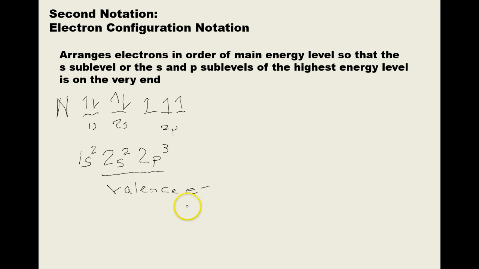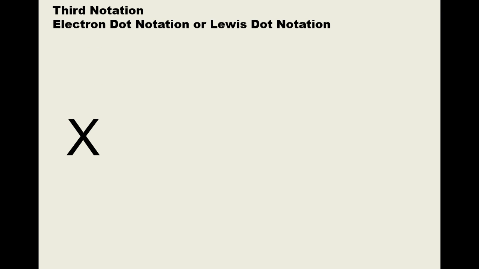Make sure you write that down. Valence electrons are those electrons that are available for bonding. Those are the electrons that we see in the octet. Okay, so our next type of notation is called the electron dot notation or Lewis dot notation. Lewis dot notation is what we're going to refer to.